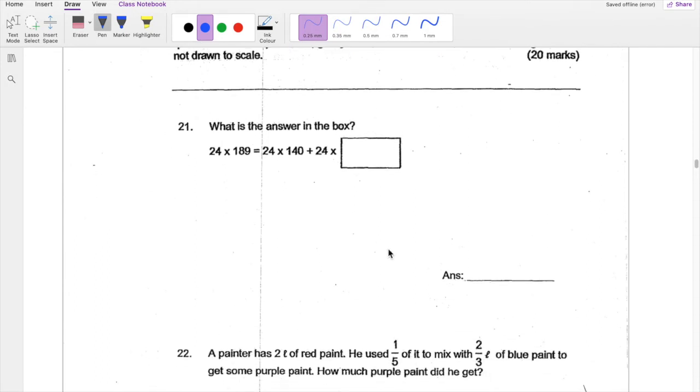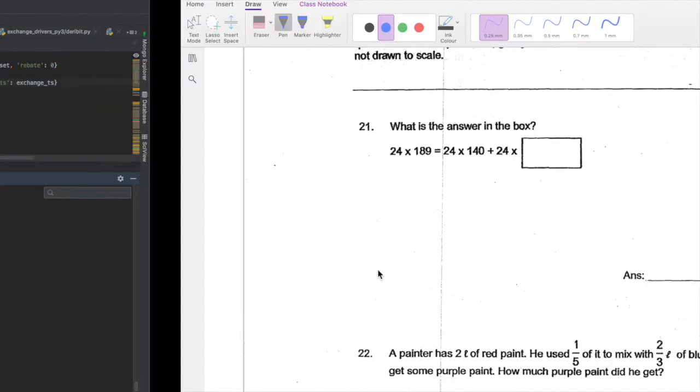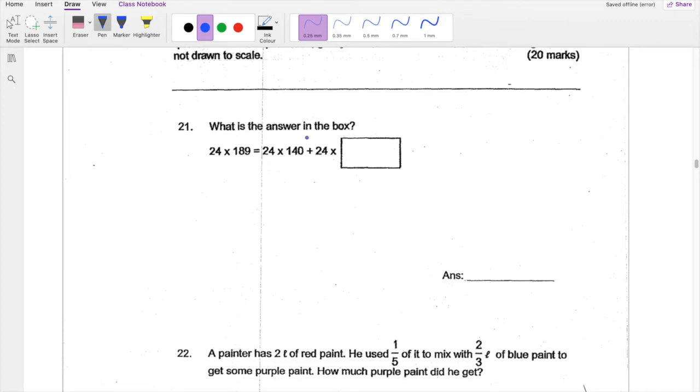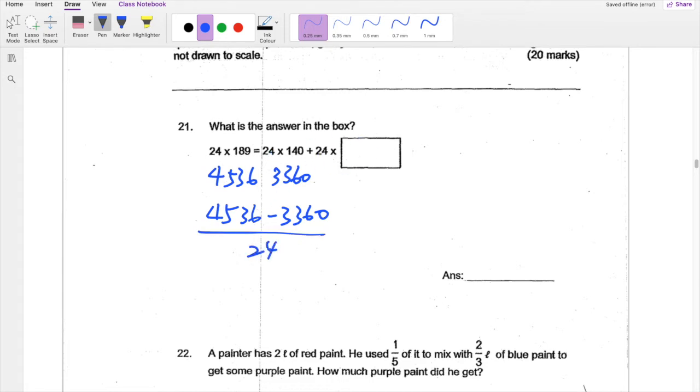Okay, question 21. What is the answer in the box? Well, this one is purely calculation. Here we multiply this one, 5636 and 4536, and this one is 3360. So we use 4536 minus 3360, then after that we need to divide by 24. It will give the answer. So the answer is 49.